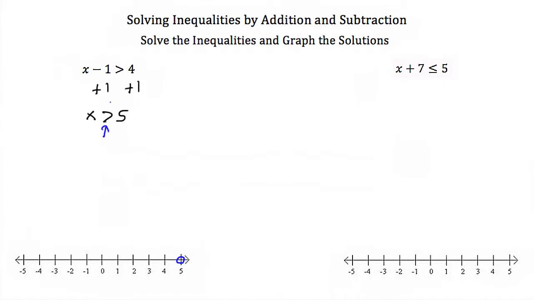But everything greater than 5 is a valid solution, so we would shade everything to the right on the number line, or everything greater than 5 on the number line.